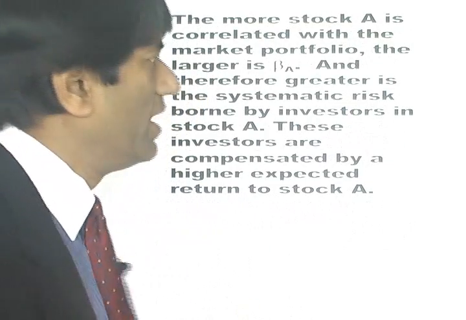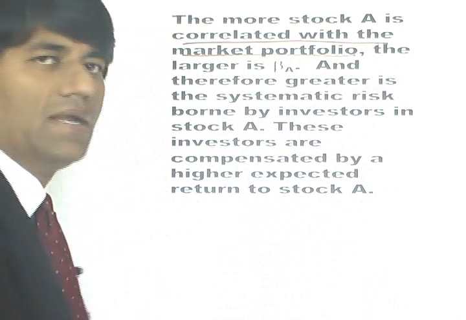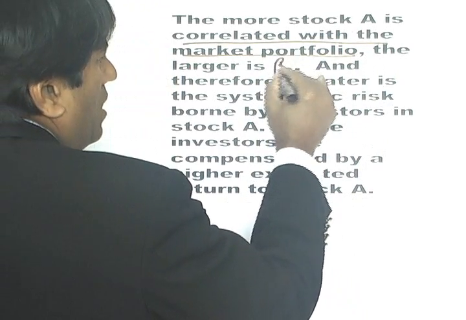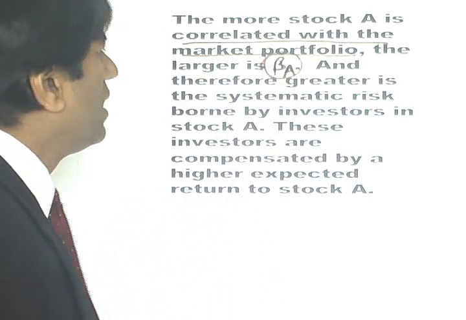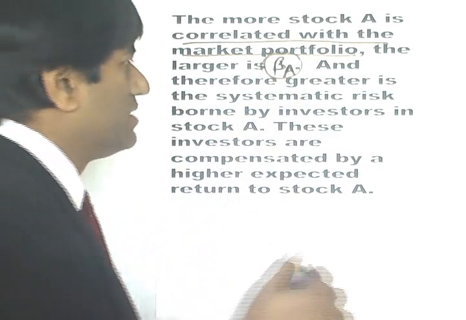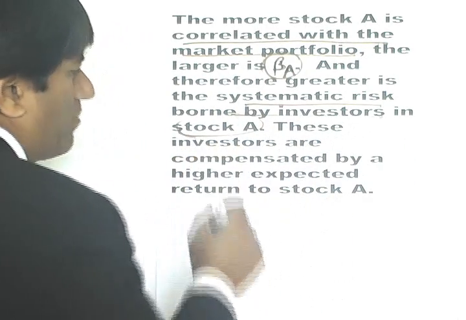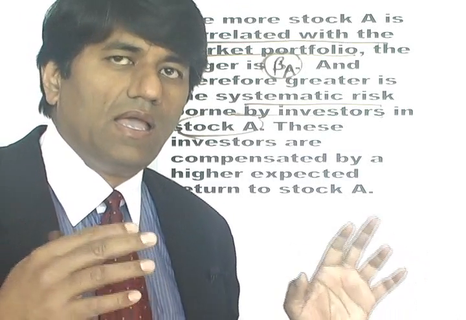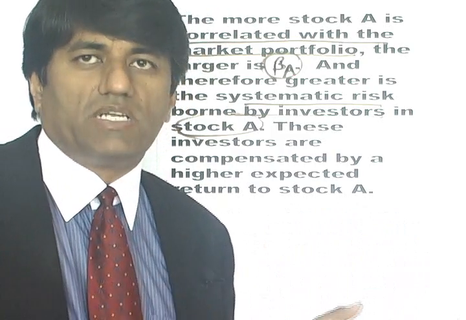So the larger the correlation of a stock with the market portfolio, the larger its beta, and for stock A we call that beta A. So we represent the beta of stock A as beta A, and therefore the greater the systematic risk borne by investors who purchase stock A. And this risk they cannot get rid of by just diversification, because this is the risk due to economy-wide reasons. This is the risk which makes everything move together. So diversification doesn't help here.